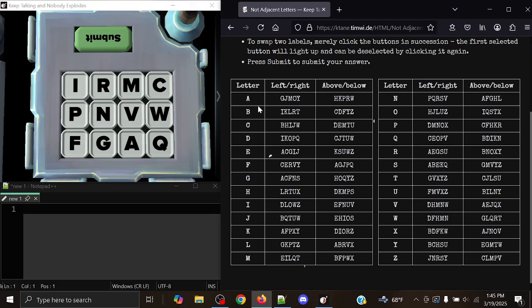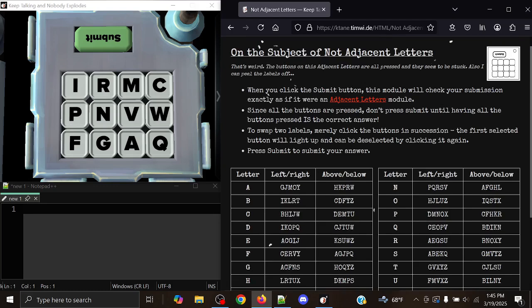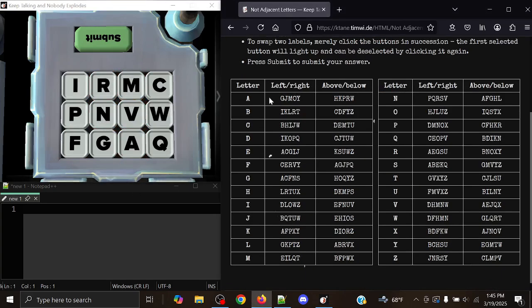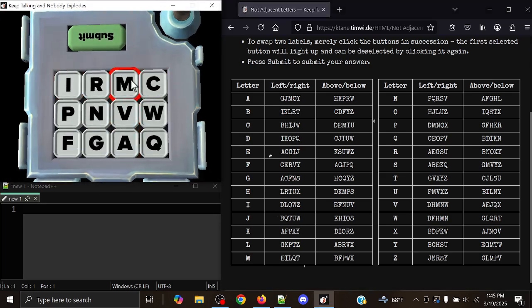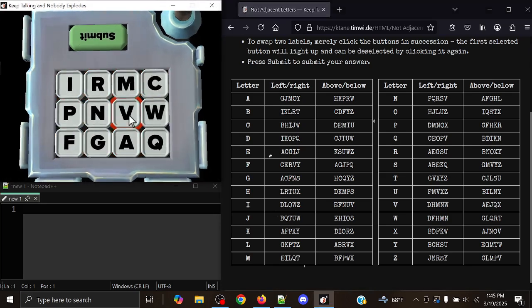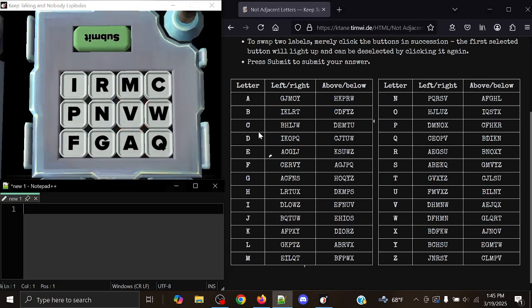But overall, it's a neat concept and a neat way to use an older module's idea and just make a new puzzle out of it effectively. You're working with the exact same concept as an older module, but now you're trying to make a state where all buttons would be pressed down. So let's have a look. Let's go through each of the letters.